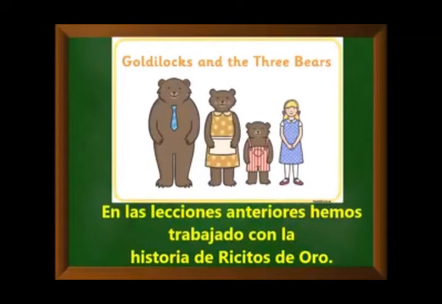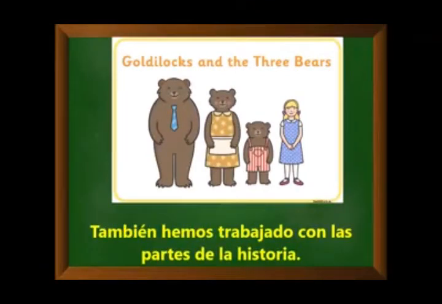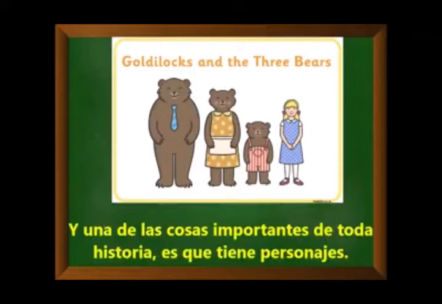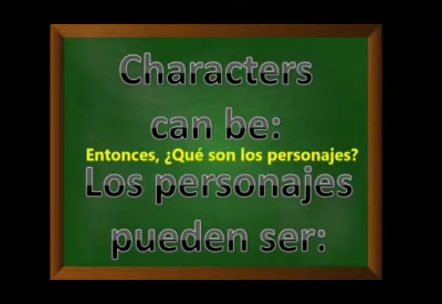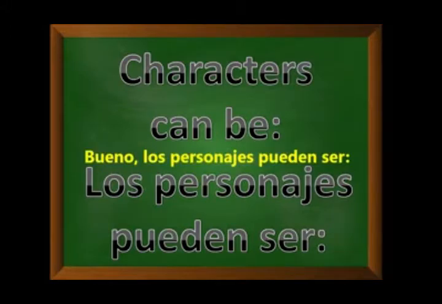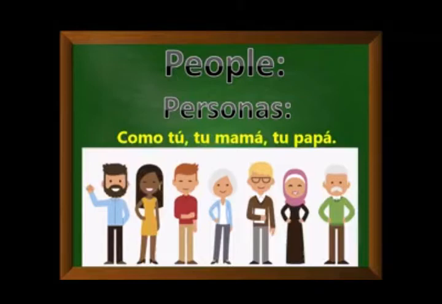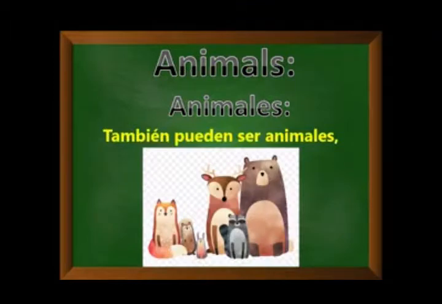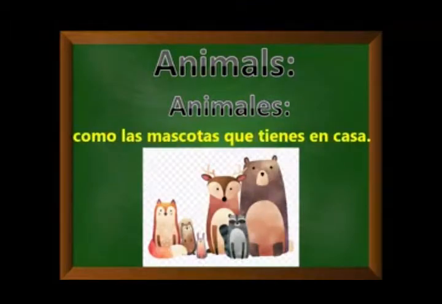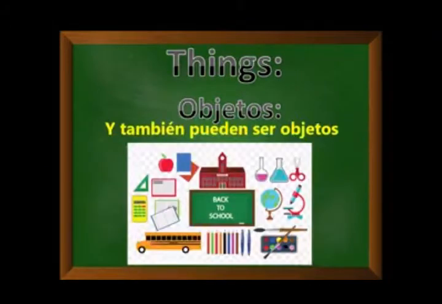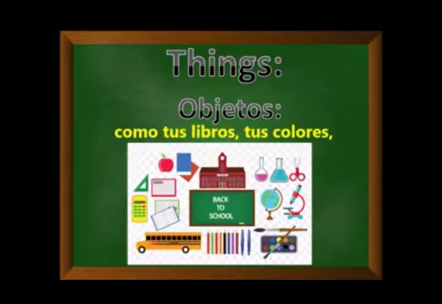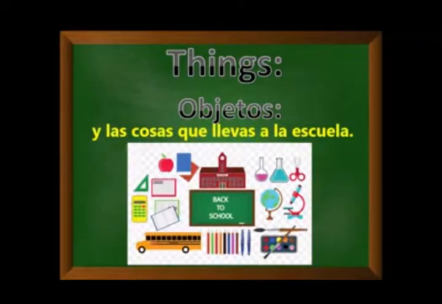Work with the story of Goldilocks. We have worked also with the parts of the story, and one of the important things about every story is that it has characters. So, what are the characters? Well, the characters can be people, as you, as your mom, as your dad. They can also be animals, like the pets you have at home. And they also can be things, like your books, your colors, your toys, and the stuff you take to school.